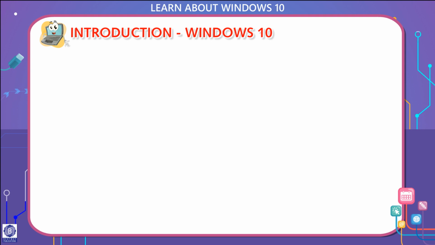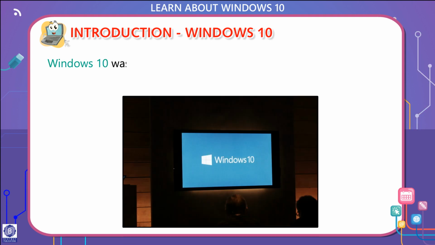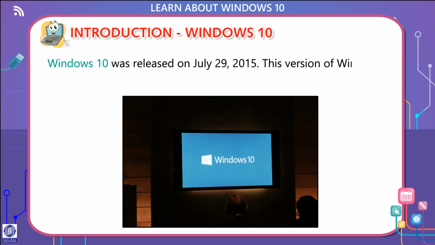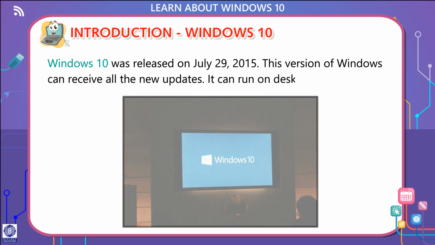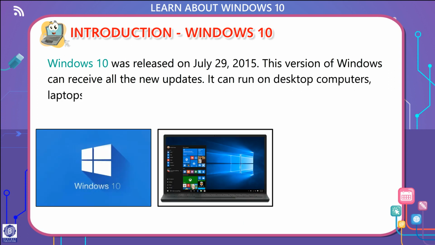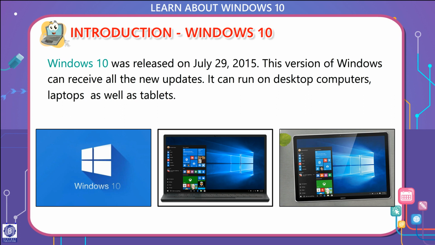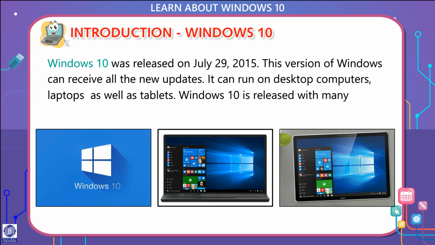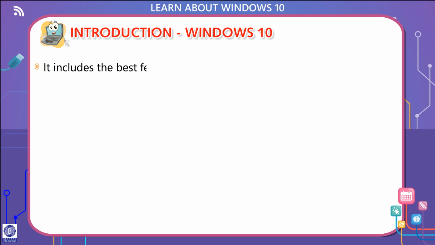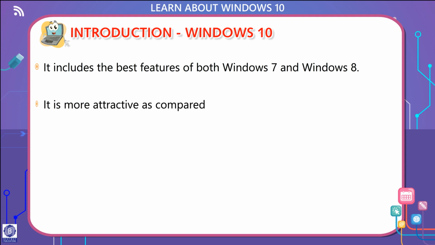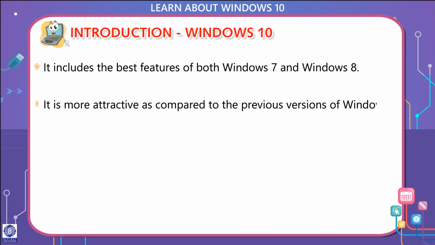Introduction. Windows 10. Windows 10 was released on July 29, 2015. This version of Windows can receive all the new updates. It can run on desktop computers, laptops as well as tablets. Windows 10 is released with many useful and interesting features. It includes the best features of both Windows 7 and Windows 8. It is more attractive as compared to the previous versions of Windows.